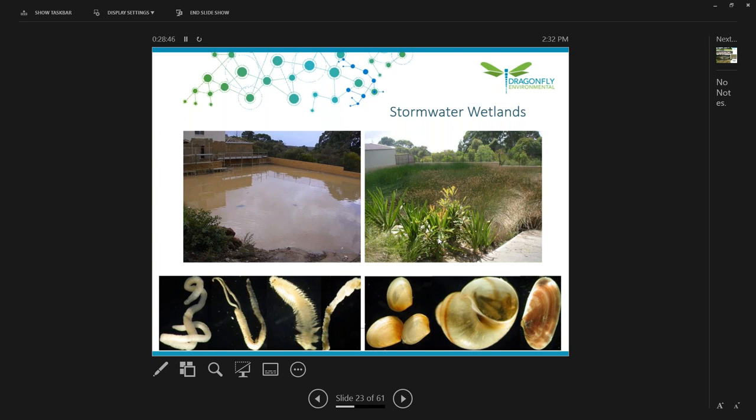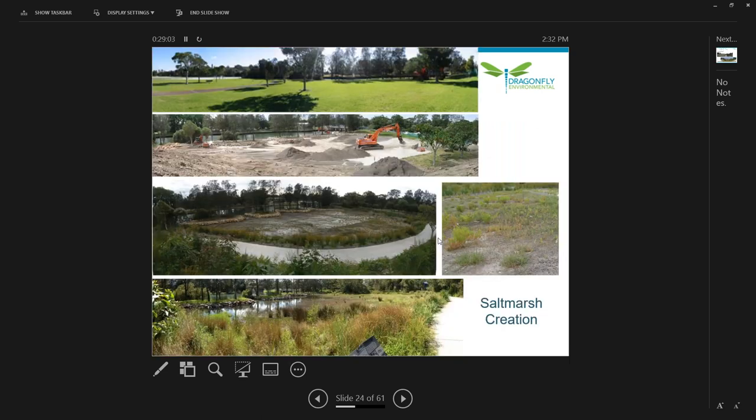It has water level control and the ability to be maintained. A nice thing is, even though this is in an urban space and isolated from other places, it has a fantastic array of invertebrates that are all part of that system. So they've come in with plants. We then have a little example of a salt marsh creation.